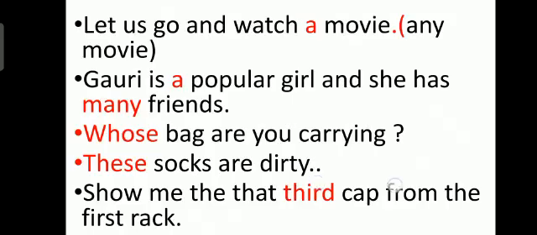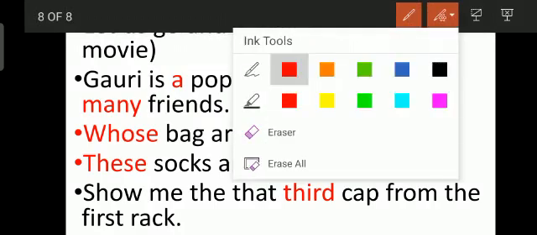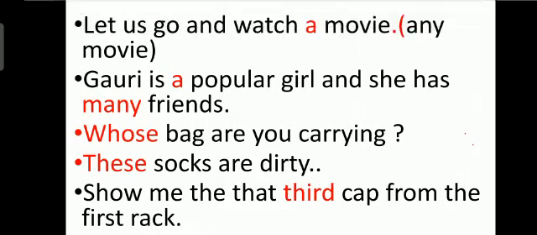Now let's go through some examples of determiners in sentences. Let's go watch a movie. Now look at the sentence: a movie. A movie means any movie. It is an indefinite article, because they are not talking about a specific movie, they are talking about any movie. They have not defined the movie, they are not telling us the name. So it is an indefinite article.